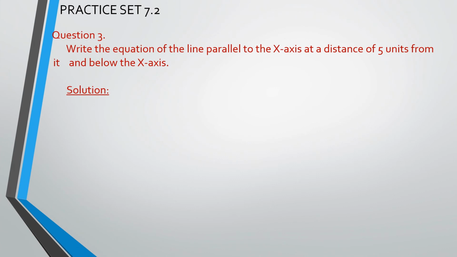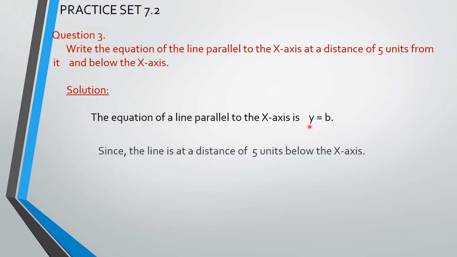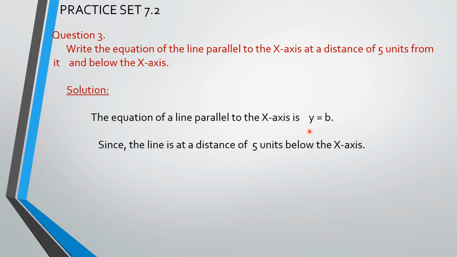Question number 3. Write the equation of the line parallel to the x-axis at a distance of 5 units from it and below the x-axis. Solution. You have already learned that the equation of a line parallel to the x-axis is y is equal to b. Since the line is at a distance of 5 units below the x-axis, that is 5 units below 0, therefore b is equal to negative 5, and therefore y is equal to negative 5 is the equation of the required line.